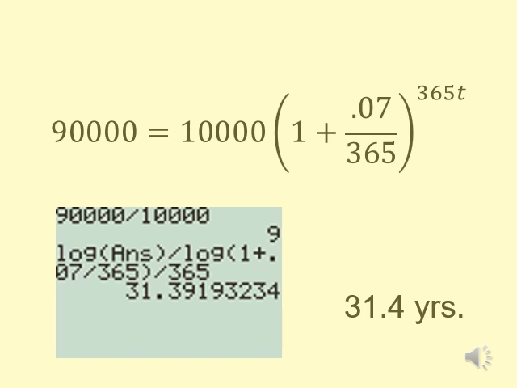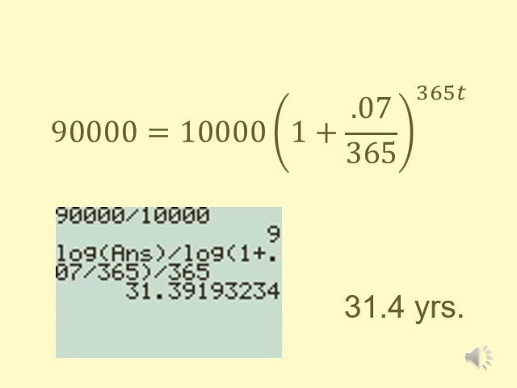I took the log of that answer, divided by the log of the parentheses, 1 plus 0.07 over 365. And then at the end, what I did is I divided by the 365 that's in the exponent. I divide the 2 logs, and then I divide by the 365 that's next to t to cancel it out. I end up getting about 31.4 years, which sounds like a long time, but if you think about it, she's going to have 9 times as much money as she started with, and 31 years is not too bad for that to happen.